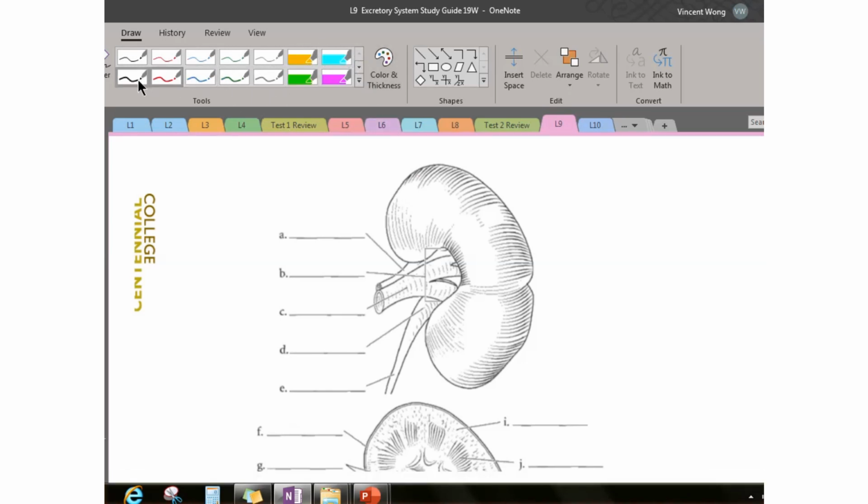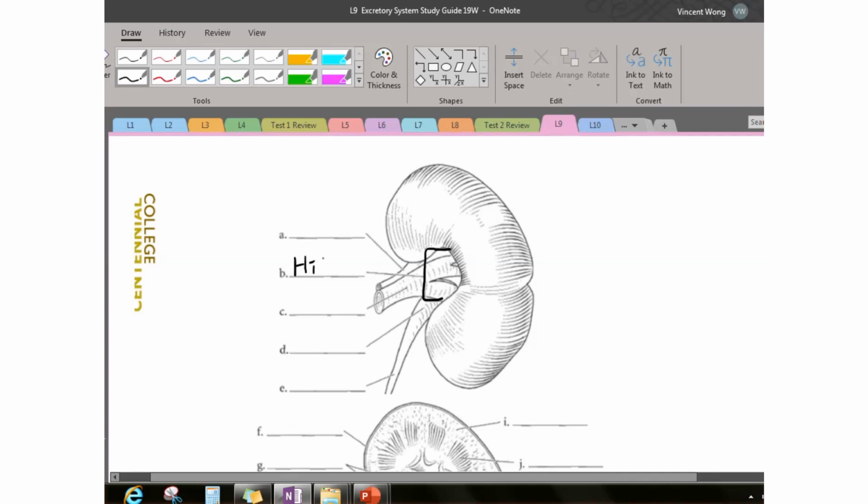So you can see that there is kind of this area that's concave, right? Remember, concave means it's caved in. This concave area is where all the blood vessels go in and where the ureter comes out, right? This indented area, we call that the hilum. H-I-L-U-M, hilum. Okay, so it's just referring to the medial side of your kidney.